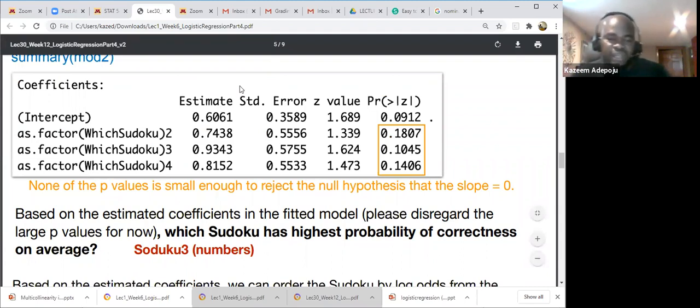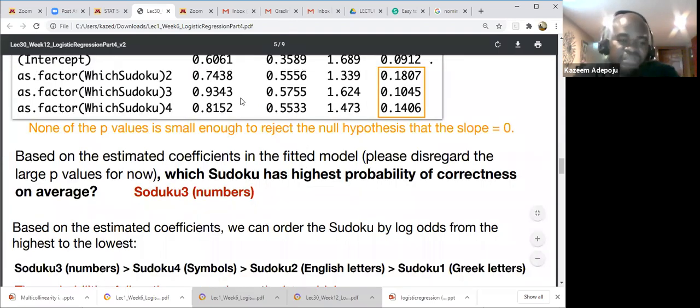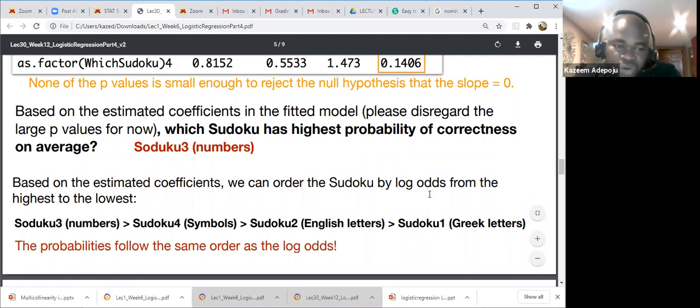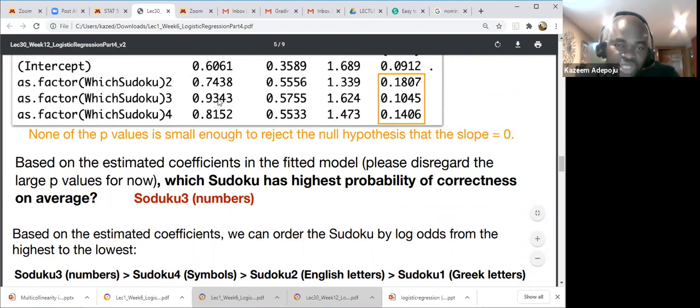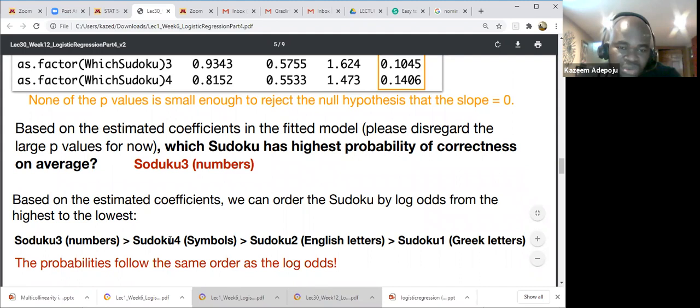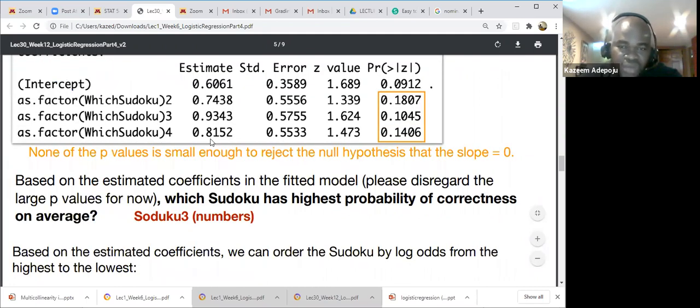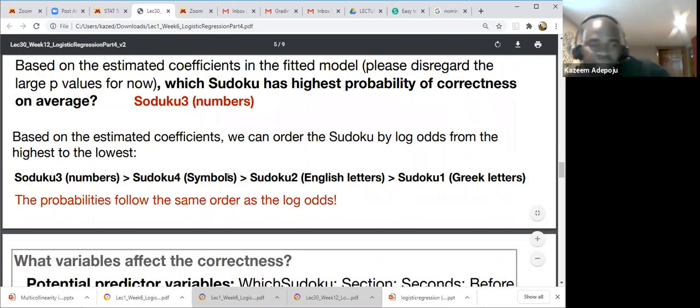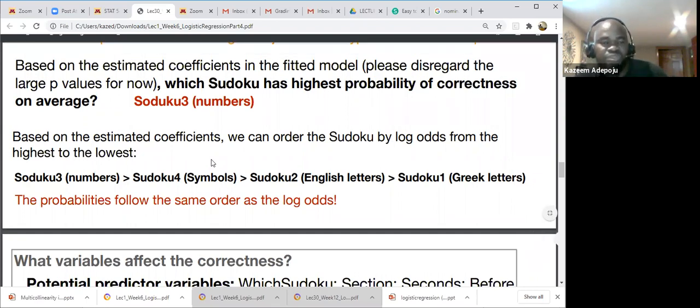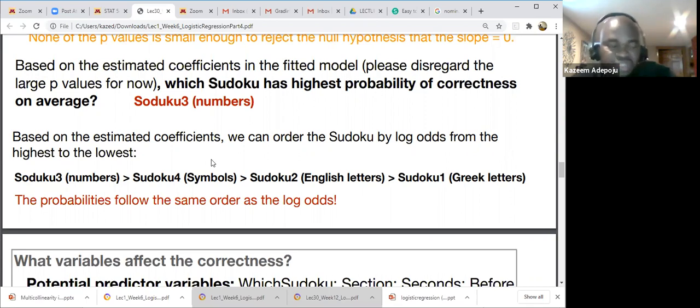Okay, so I think you get that right now, right? Based on the estimated coefficient, we can order the Sudoku games by log odds from the highest to the lowest. As you can see right here, the largest one is Sudoku 3, followed by Sudoku 4. That was why I said Sudoku 3 is greater than Sudoku 4, is greater than Sudoku 2, and greater than Sudoku 1. The Sudoku that you put under reference is going to be the least, and of course we're assuming this value for that. That's exactly what you see here. So can you see that now? We order that based on the estimated coefficient.